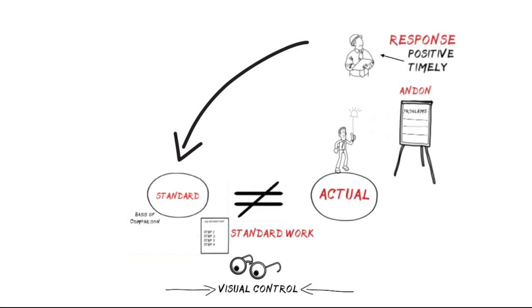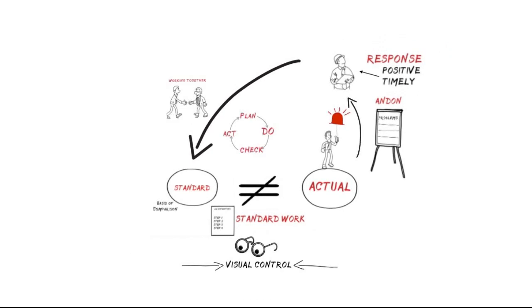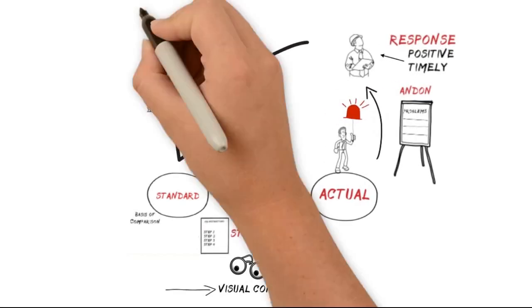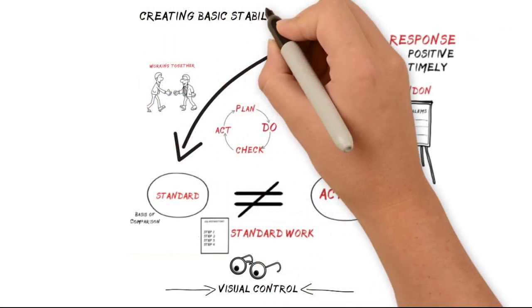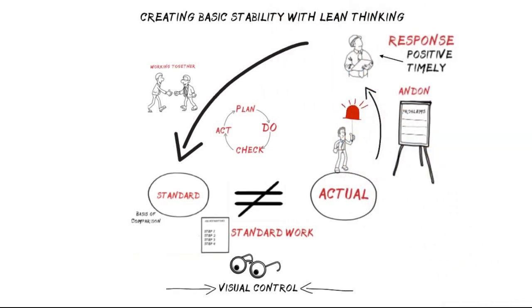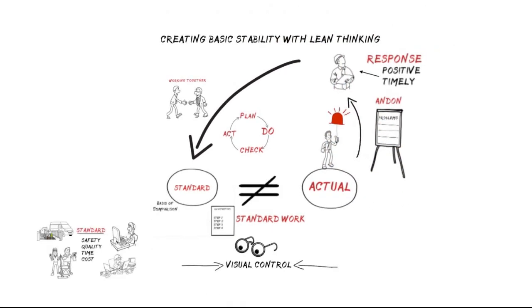And once an abnormality is detected, we need a system for signaling for help. When we signal for help, we need to get a response in a positive and agreed upon time frame. Our supervisors need to work together with the worker, coaching them through the problem-solving process that will bring the process and results back to the standard. It is this entire system, established and working, that creates basic stability in our workplace. This is the systems thinking that underlies lean.